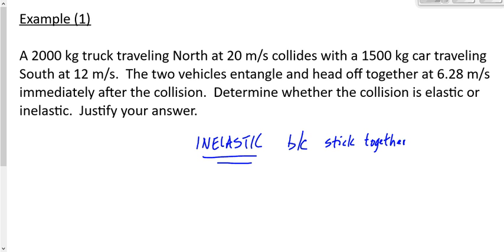You don't have to do a calculation here. We know it's inelastic. We know kinetic energy will be lost. How much kinetic energy is lost? I don't know. But we know there's going to be some lost. We know it's going to be inelastic. 100% certainty. Because they stick together.